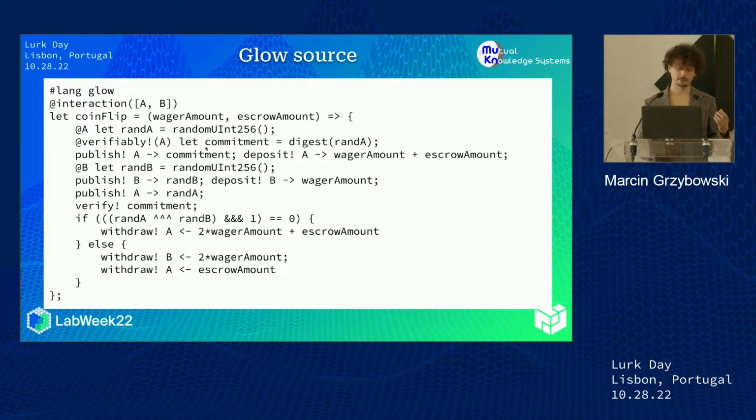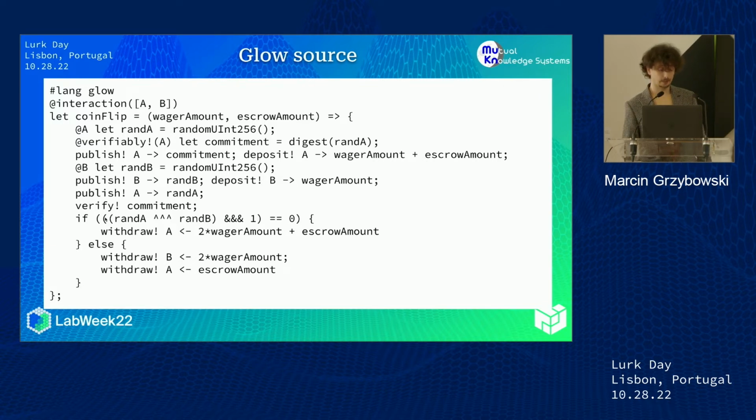He is creating a digest for this number, the commitment, which he is publishing. And this happens with this publish statement. Then he is depositing the wager amount together with the escrow amount. Then player B is randomly selecting some number. He's publishing that number, and also depositing the wager amount. At the end of the first part, player A is publishing his number.